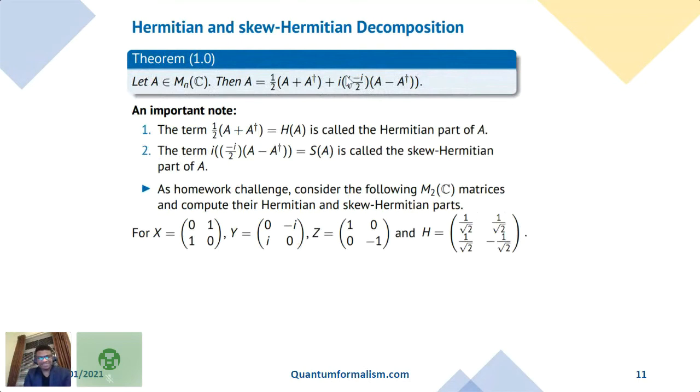Okay, so this is very interesting. It's saying that any n by n complex matrix can be written like this. This is a very interesting property. The first half of the term, this term here, is called the Hermitian part of A, and this one is called the skew Hermitian part of A.